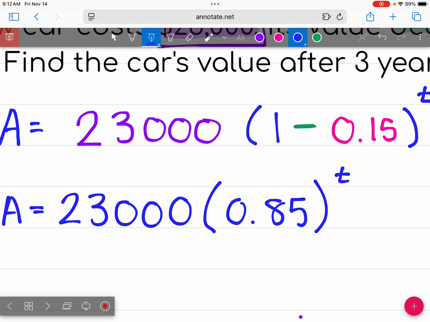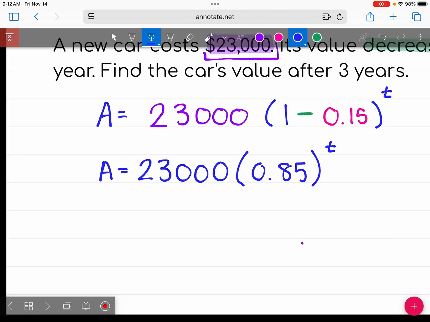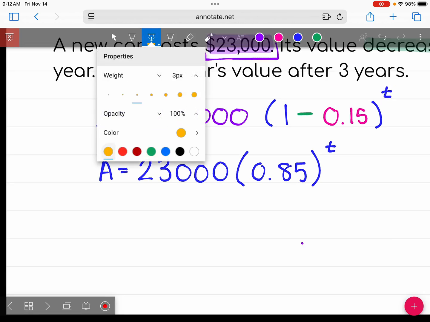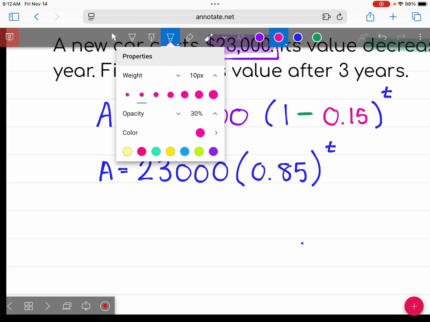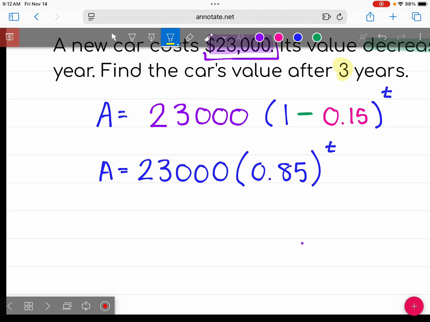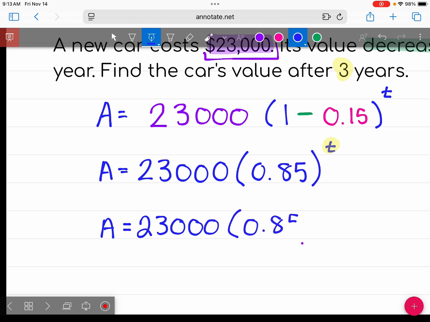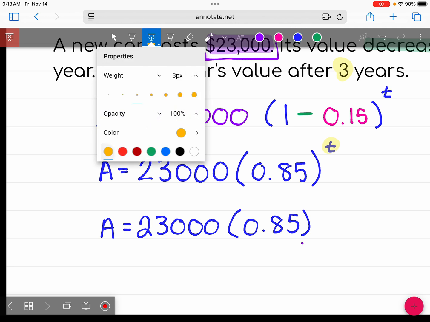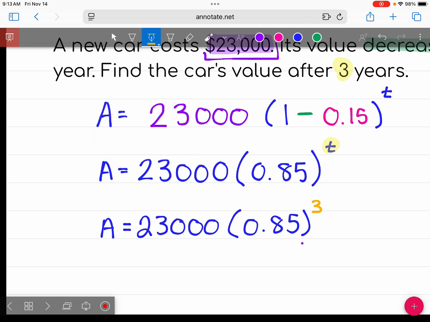Very important. And if we want to make our prediction after 3 years, what are we going to do with that 3? Substitute it in for t. That's our unit of time. So we can have that the amount our car is worth, which started at $23,000, depreciating by 15% over 3 years. What is my car worth now?